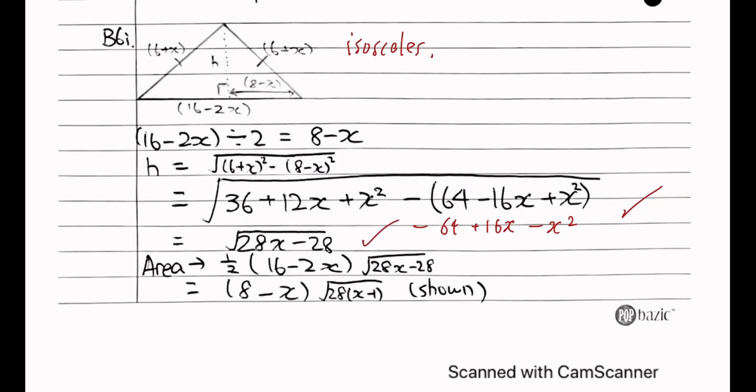Area is now half. Don't use this arrow notation, don't need to spell it. Just A is fine, capital A. Half times base times height. Okay, so 16 minus 2x times the h, which in this case you found to be square root 28x minus 28. Good.